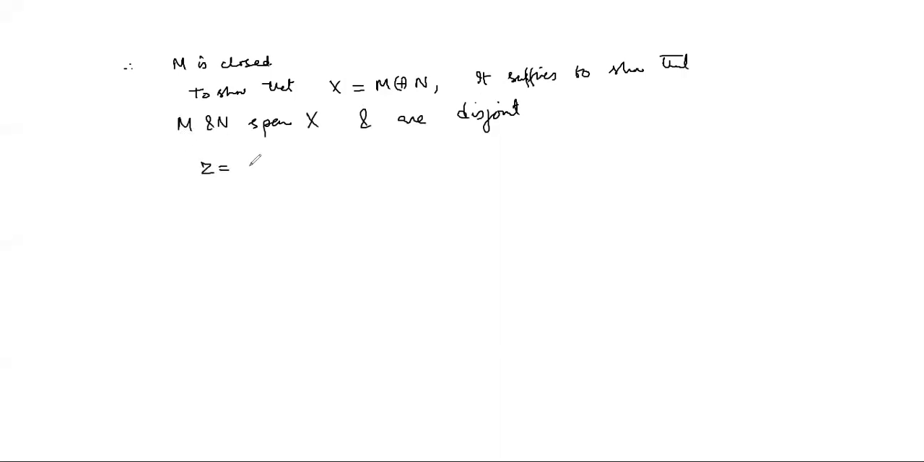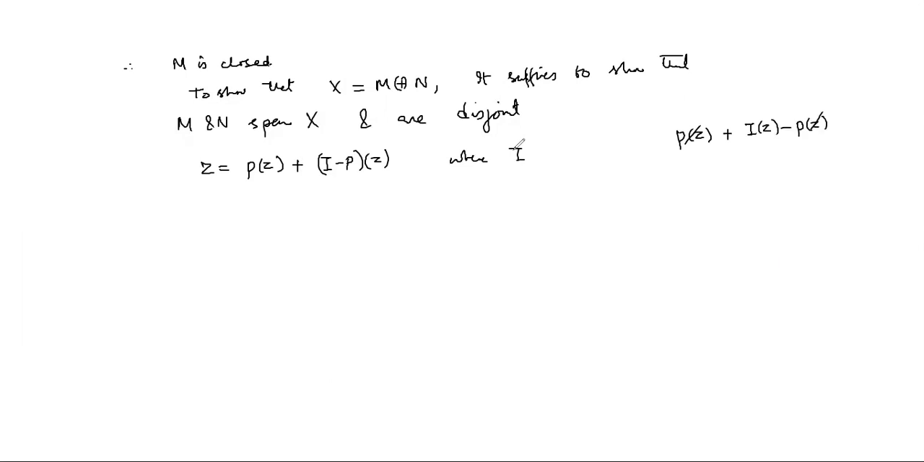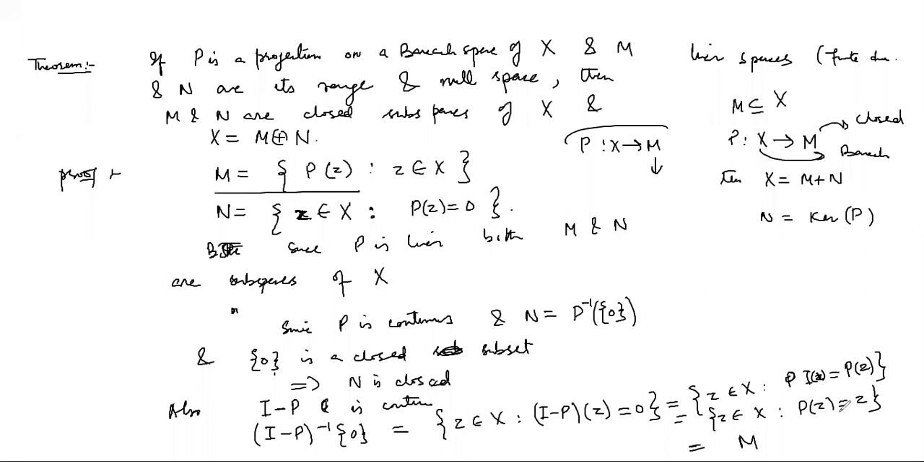Now Z can always be written as P of Z plus (I minus P) of Z. As you can see, this becomes P of Z plus I of Z minus P of Z, and they cancel, where I is the identity map of X, so this is Z. Now where does P of Z belong? Of course P of Z belongs to M.